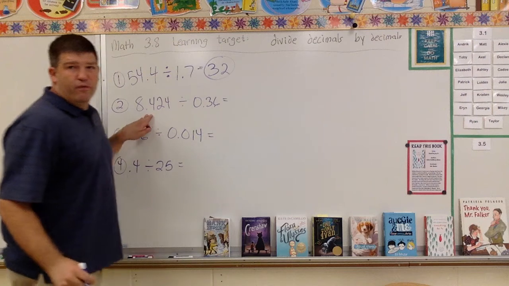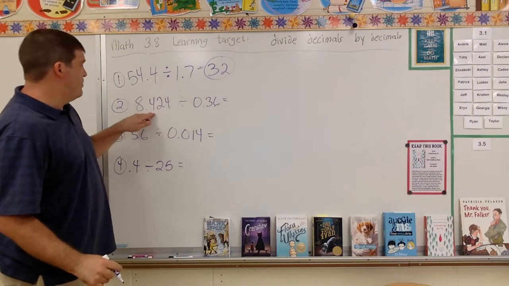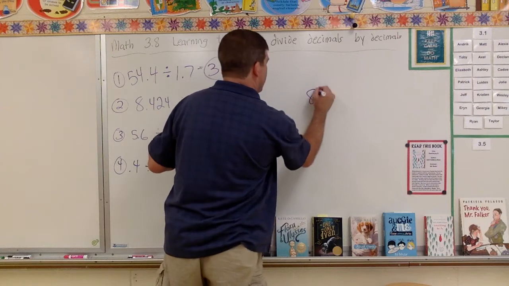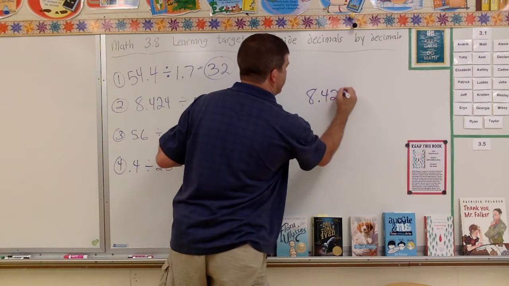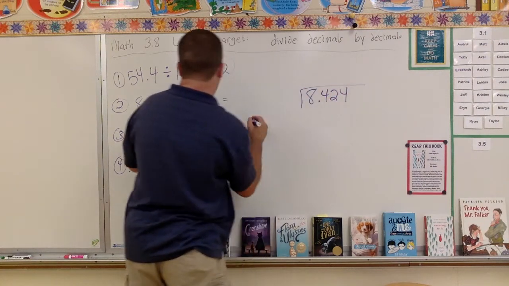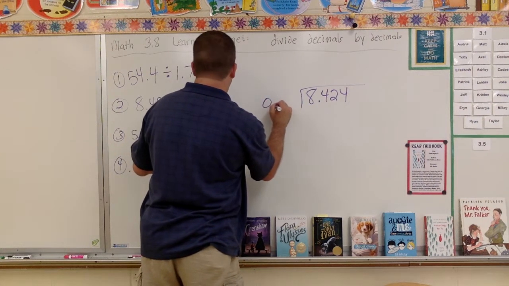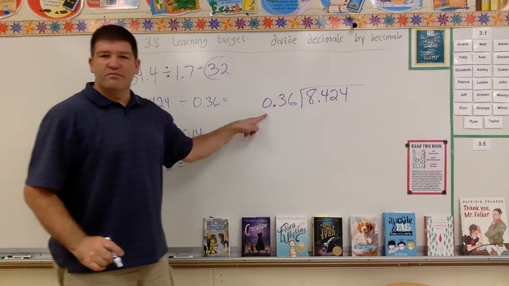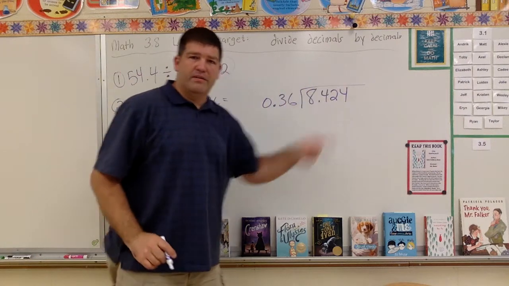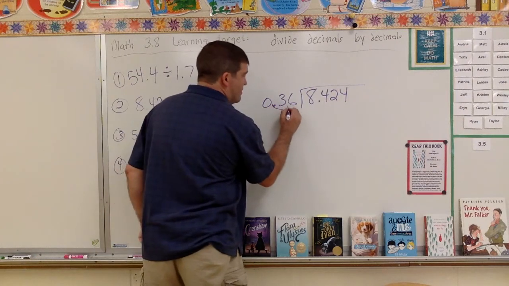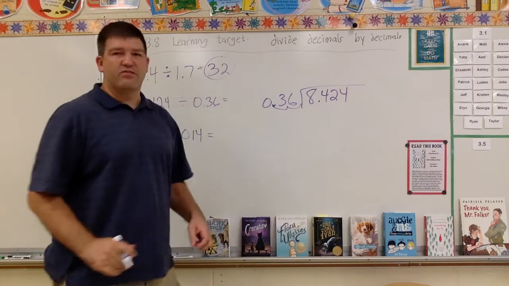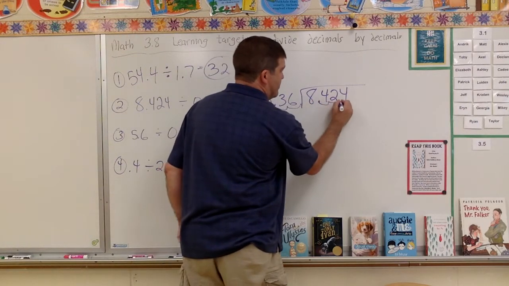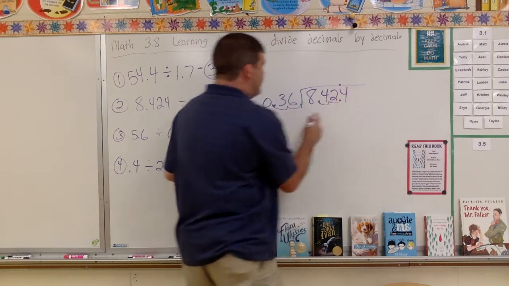We have 8.424 divided by 0.36. So 8.424 divided by 0.36. Okay? Don't like decimals over here. I'm moving them out, getting them out, taking them to the wall. 1, 2, stop. Hits the wall. So I go over 2, and this one has to go over 2.